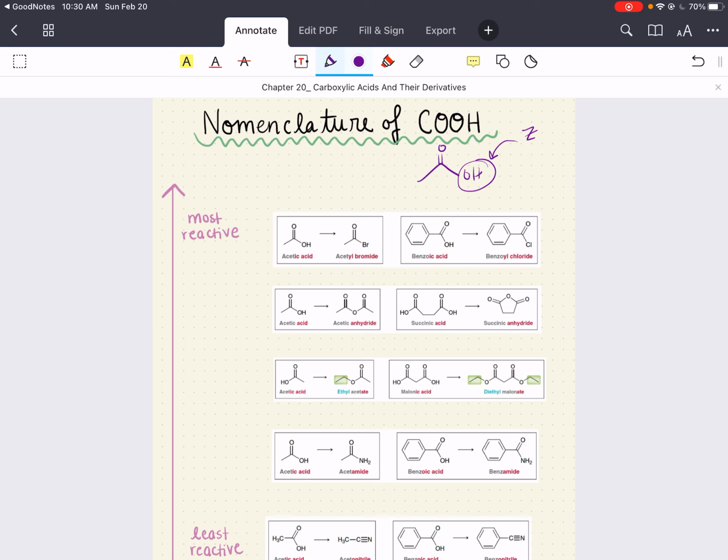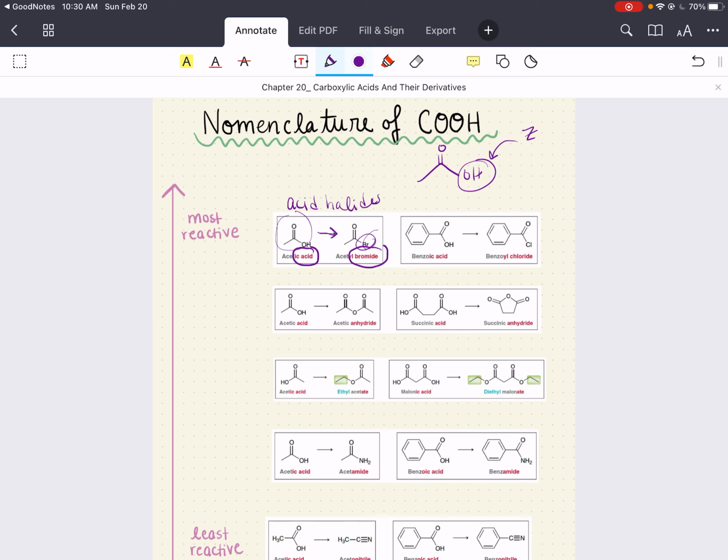Now, for naming acid halides, acid halides are named as derivatives of carboxylic acids by replacing the suffix -ic acid, this part, with -yl and the name of the halide. So this is a carboxylic acid. If we convert it to an acid halide, it will no longer be called acetic acid. Instead, it'll be called acetyl and the name of the halide you have. We have bromine here, so this will be acetyl bromide.